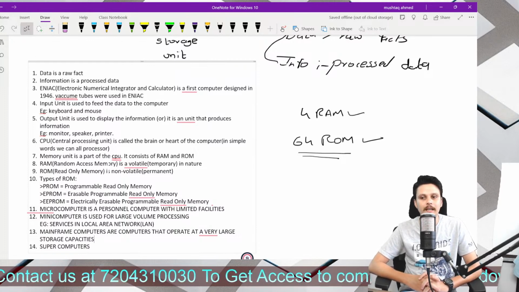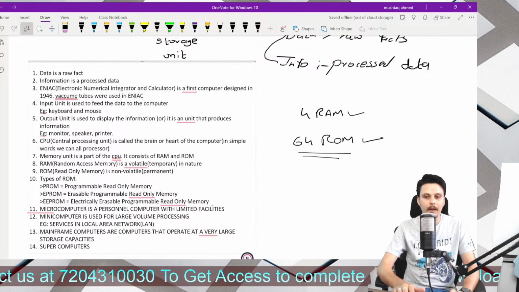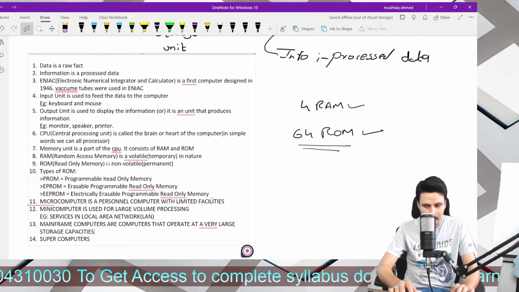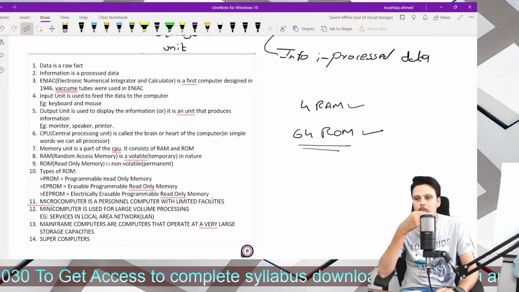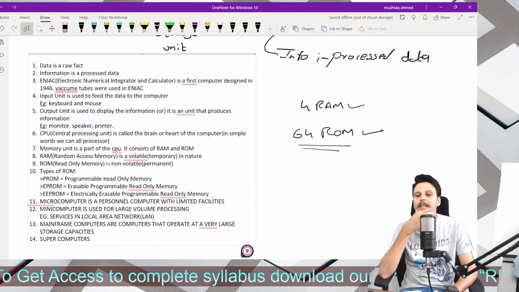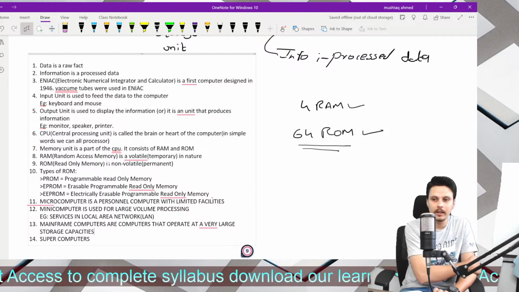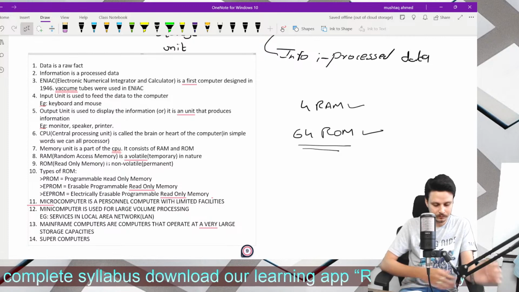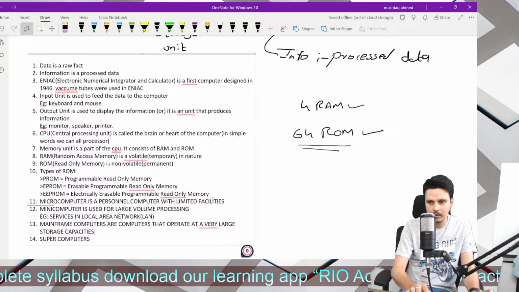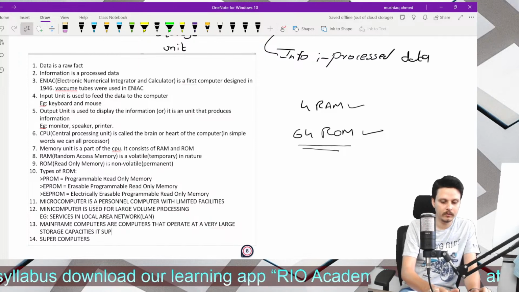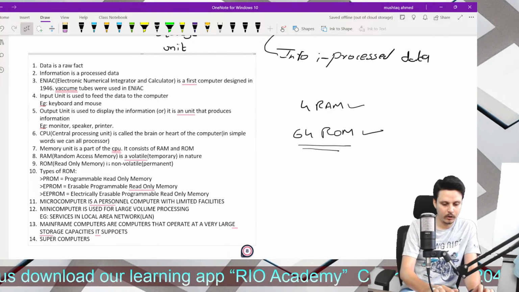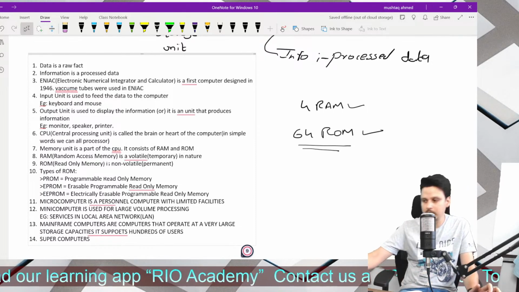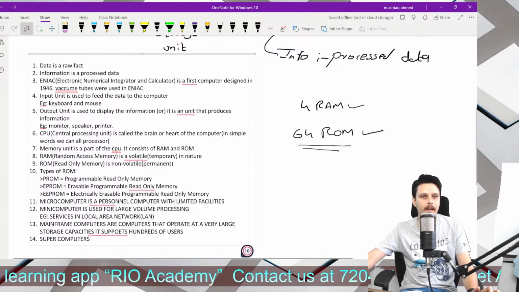Mainframe computers are computers that operate at a very large storage capacity. And one more thing I said about mainframe computers, it is used in large scale industries where hundreds and thousands of workers will be there. So it supports hundreds of users at a time.